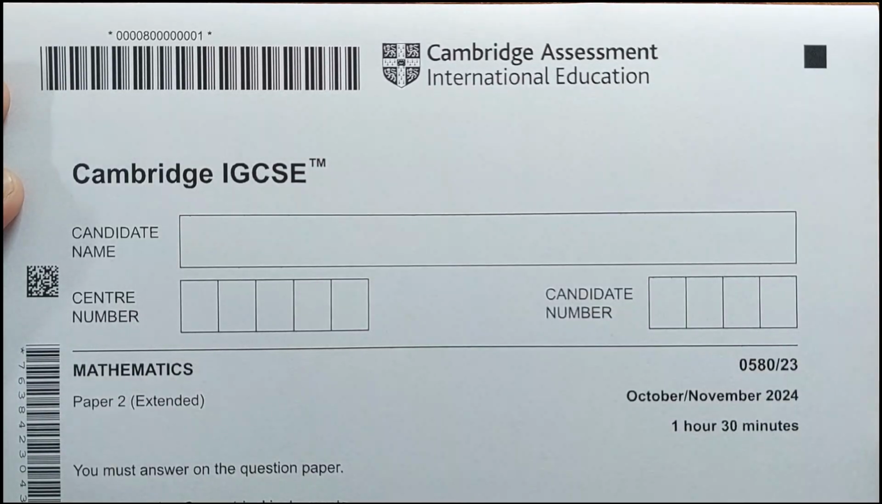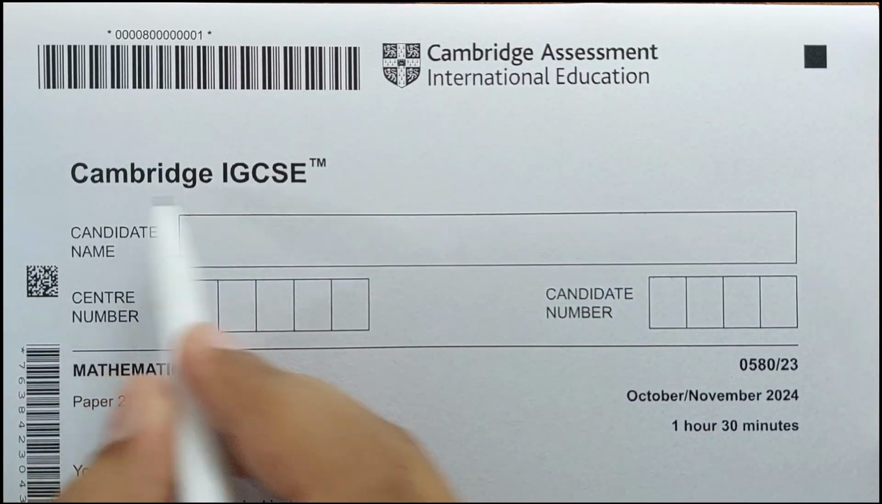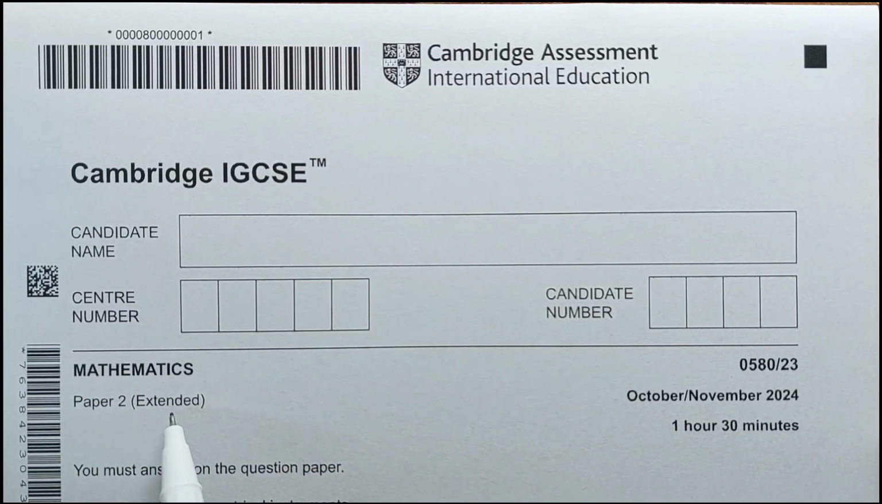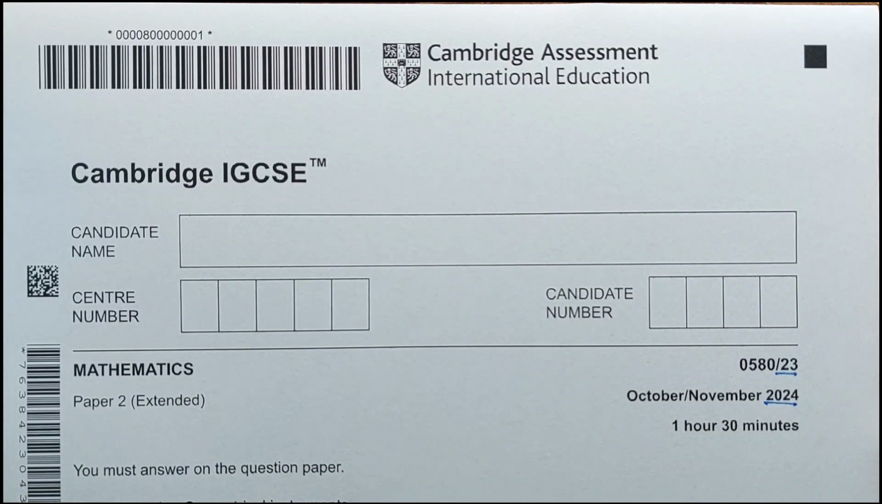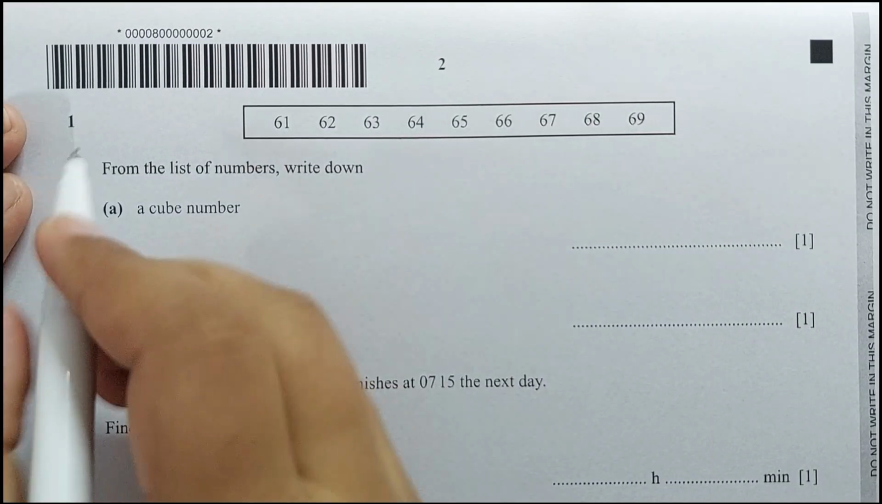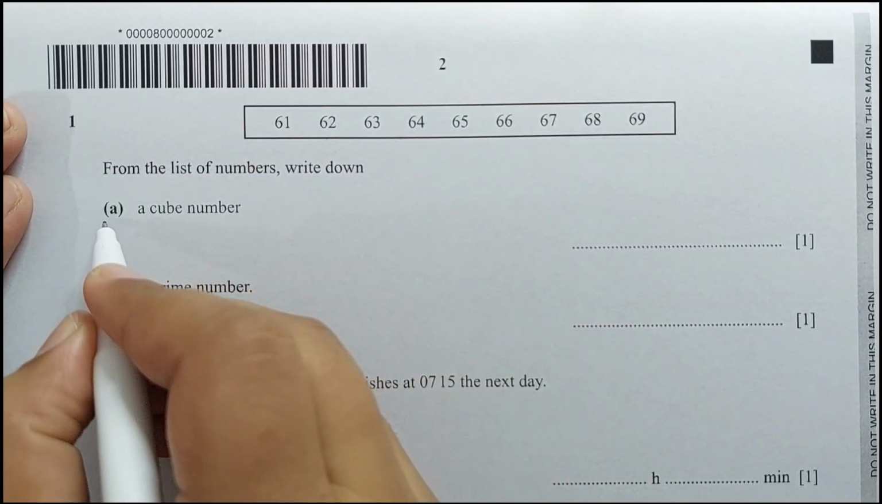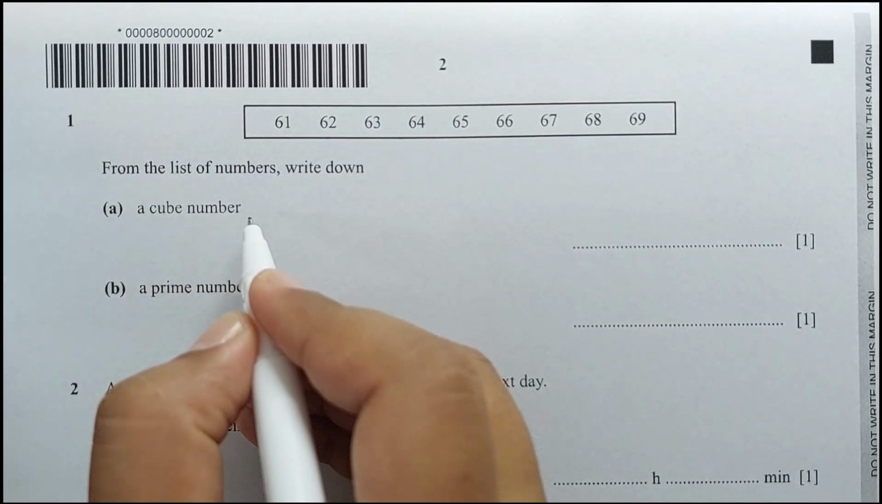Hi everyone, in this video I'm going to solve Cambridge IGCSE Mathematics Paper 2 Extended in the October-November 2024 session, Paper 2-3. So let's start with the first question. Question number 1, from the list of numbers, write down a cube number.